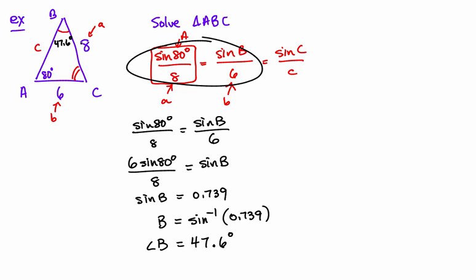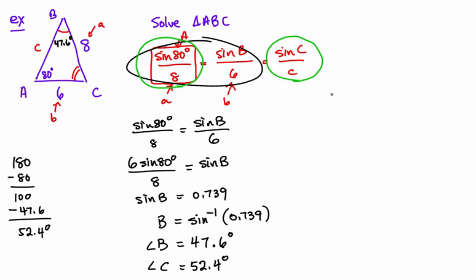Now, inside of a triangle there's 180 degrees, and I've used up 80, that would leave me with 100, and I've used up 47.6, so that would leave me with 52.4 degrees. So I actually automatically know what angle C is. It's 52.4 degrees. Now I can go ahead and I'll use this first one and this last ratio and do those in green. Sine 80 degrees over A, and now I can use the C value that I calculated of 52.4 degrees over C and calculate this missing C.